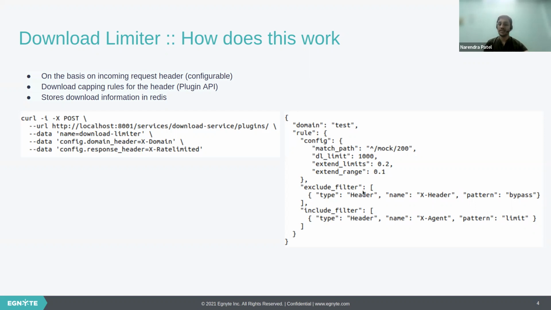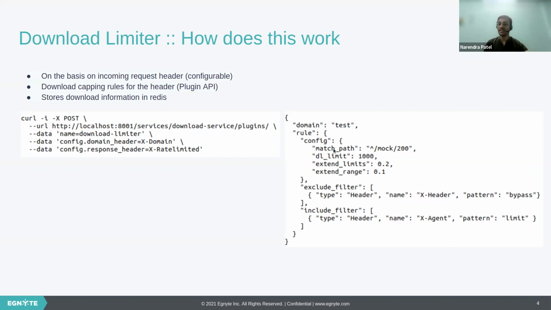So you can see this configuration. We say the domain is test. So whenever this header X-Domain contains the value test, these rules will be applicable. Again, this X-Domain is configurable while enabling the plugin, so you can configure your header which will identify your customer. Whenever the value of this header in the incoming request is test, these rules will be applicable. Now we'll go through these rules.